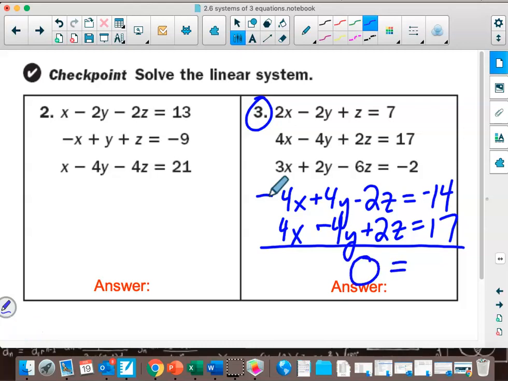What's on the right? 3. So there's no solution. Very good. So does 0 equal 3? No. Last time we checked, no. Right? This is what's called a contradiction. 0 cannot equal 3, right?